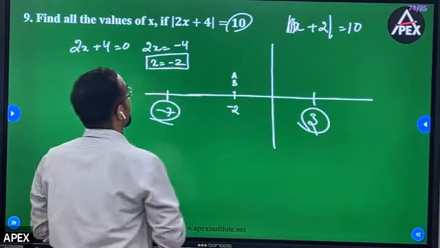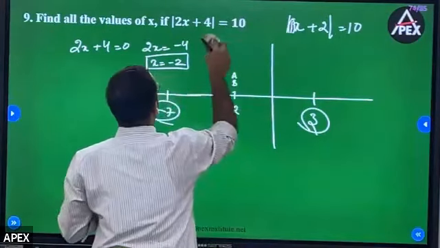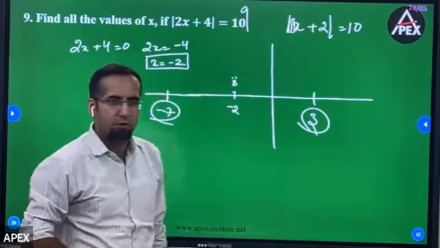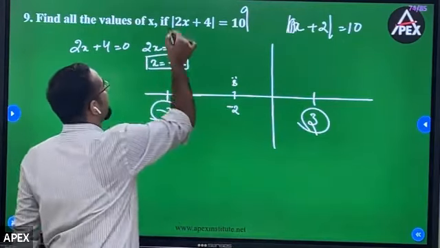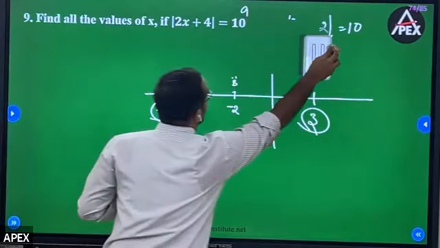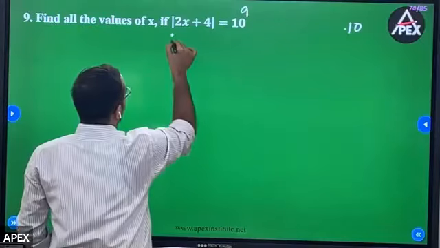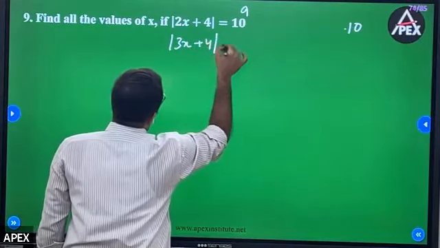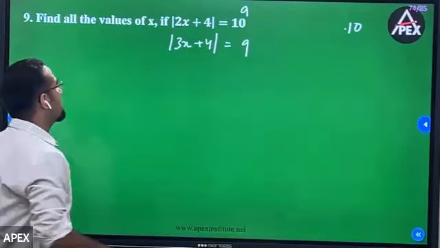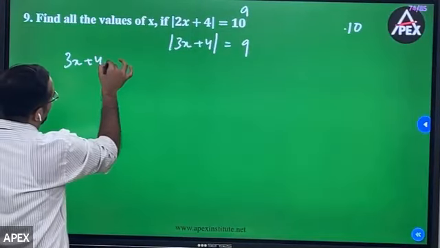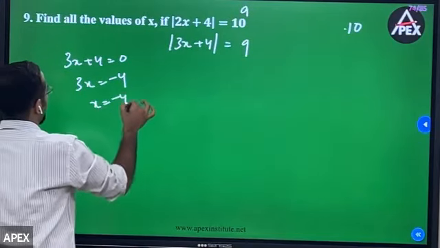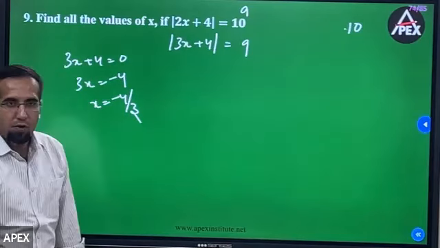Suppose I would change this, okay? Suppose I would now make this, just for example, 9, and this I would have made it 3. Let's change the equation to |3x plus 4|, doesn't make a difference, 3x plus 4, let's say, is equal to 9. Let's find the nodal point of this first. The 0 of this becomes what? 3x plus 4 is equal to 0, or 3x is equal to minus 4, or x is equal to minus 4 by 3. Should be very easy now, okay?